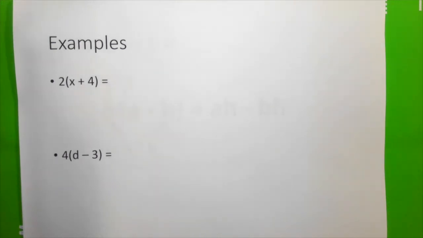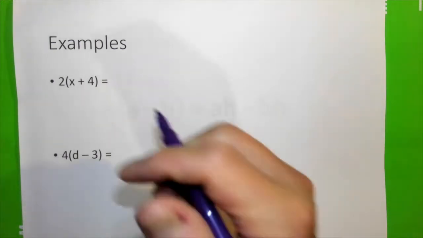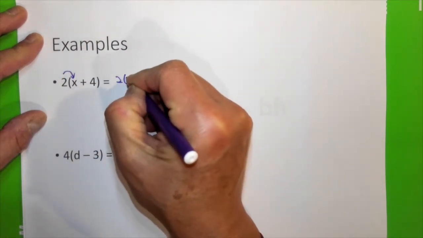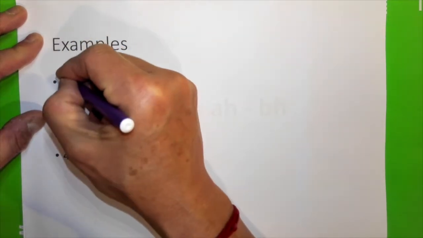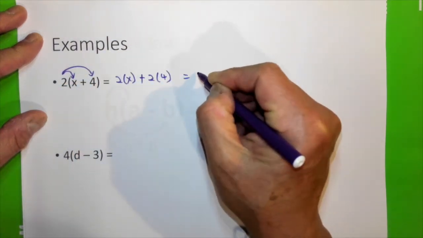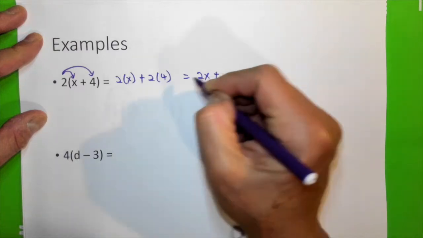Starting off with this one, 2 into x plus 4. So, we do that, 2 times x plus 2 times 4. That gives us 2x plus 8.